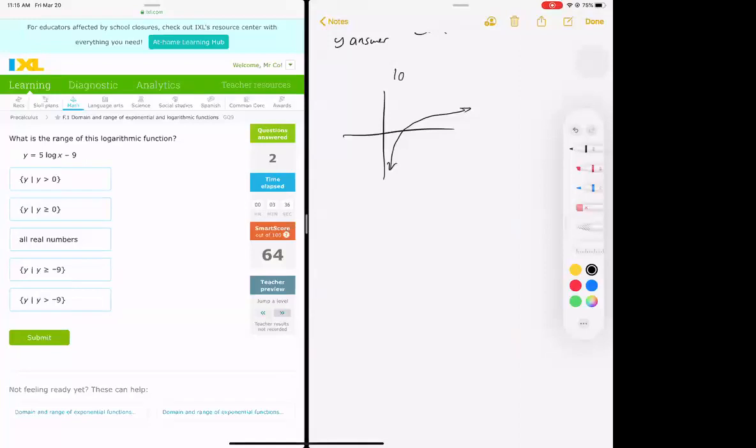When we say log of x minus 9, we move this log graph down 9 spaces. But does this change this graph? Does it still not go to negative infinity? Does it still not eventually make it to positive infinity? Just because I move it down a couple spaces, just because I draw it like over here now, doesn't this still keep going? Doesn't this still keep going? So this is actually all real numbers.